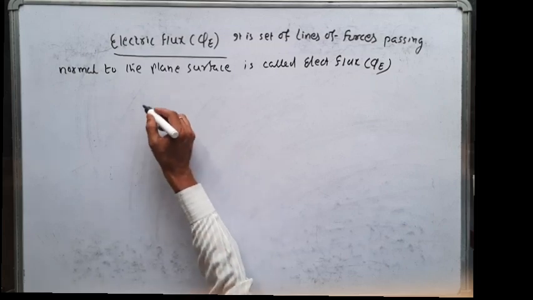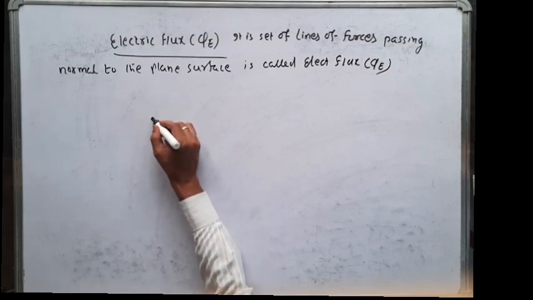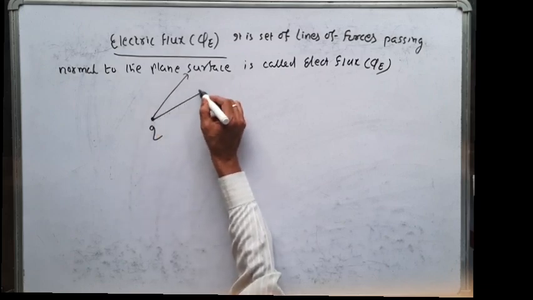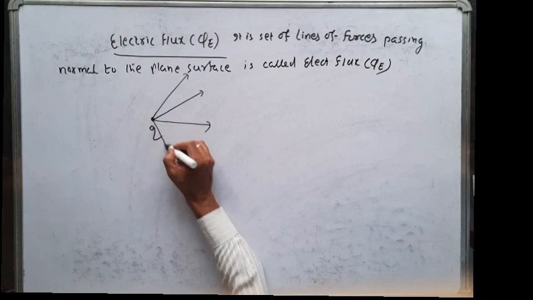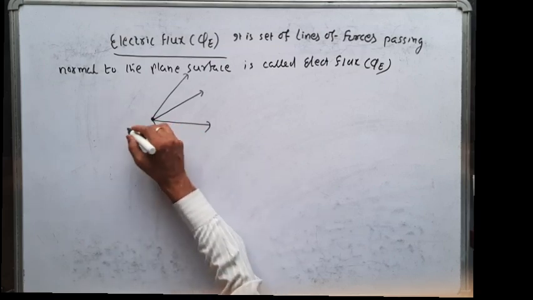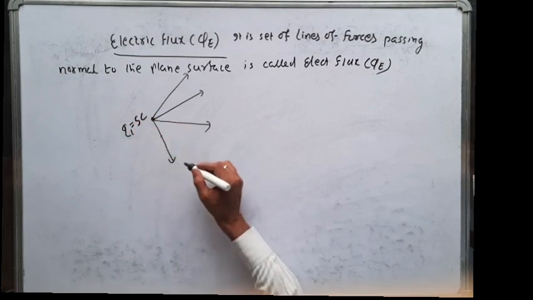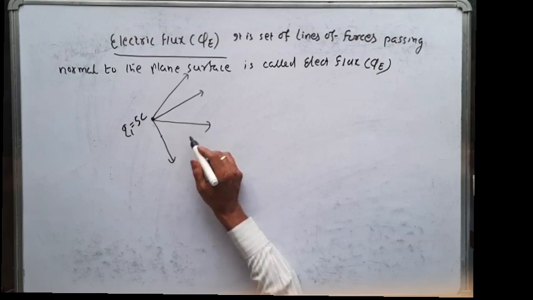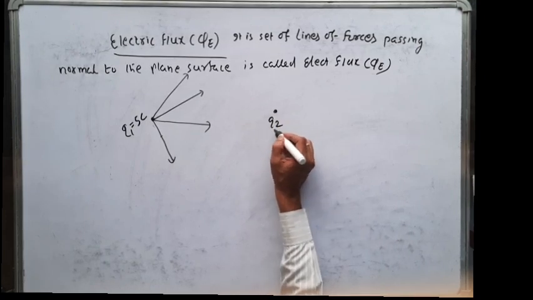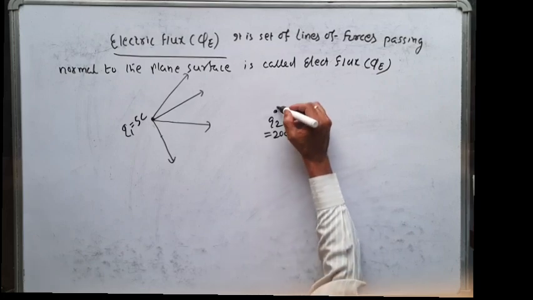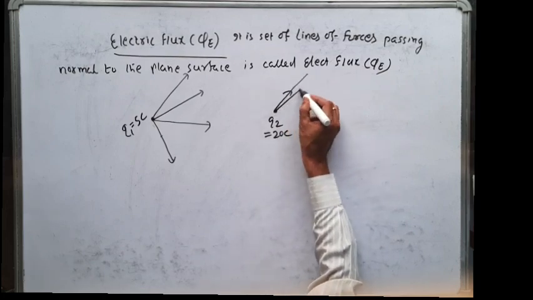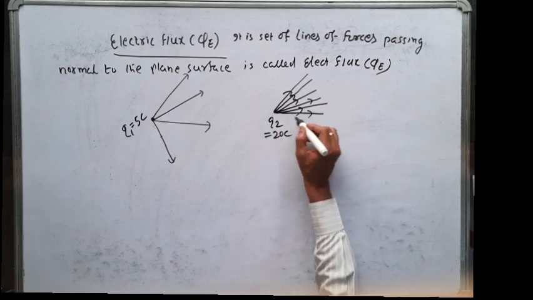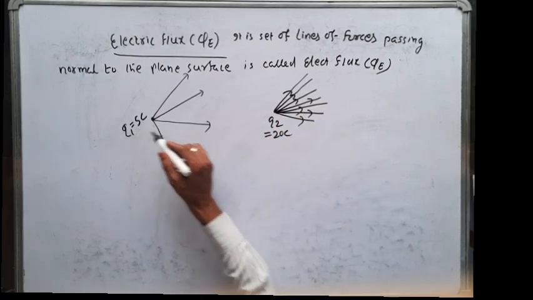Now you see, suppose you take a point charge. Due to this point charge, the lines of force will start moving like this, in this direction also. Suppose the charge value is, let us say, 5 coulomb. These are the lines of force. Then I will take another charge whose value is 20 coulomb. Here the lines of force are very crowded. That means here charge is less, here charge is more.